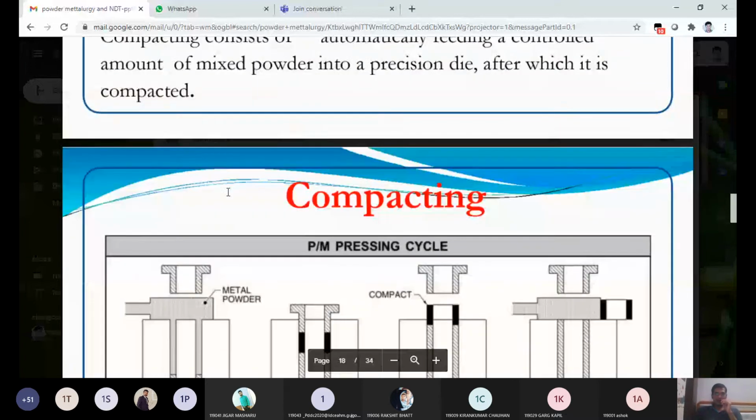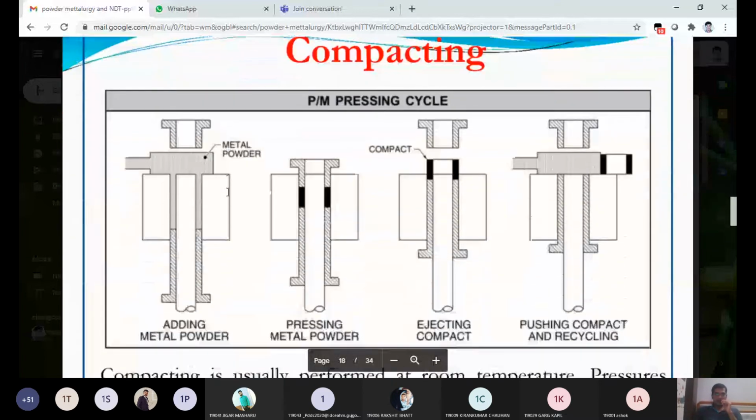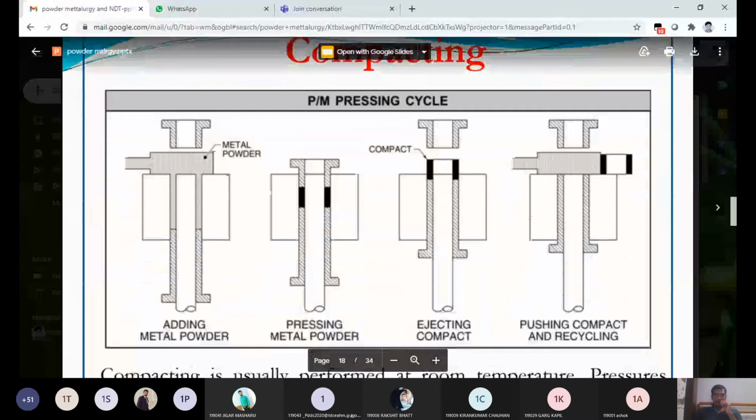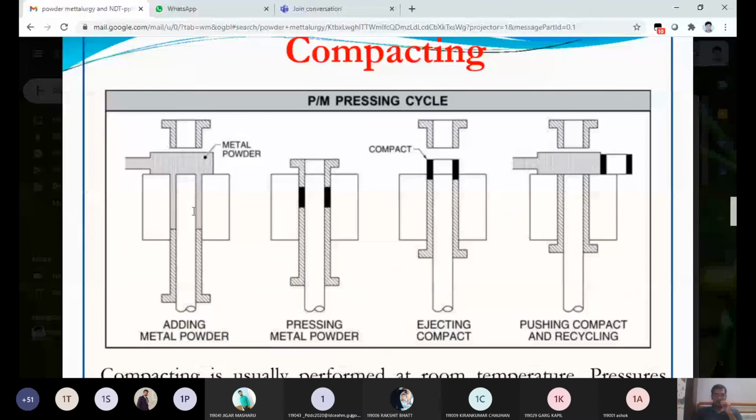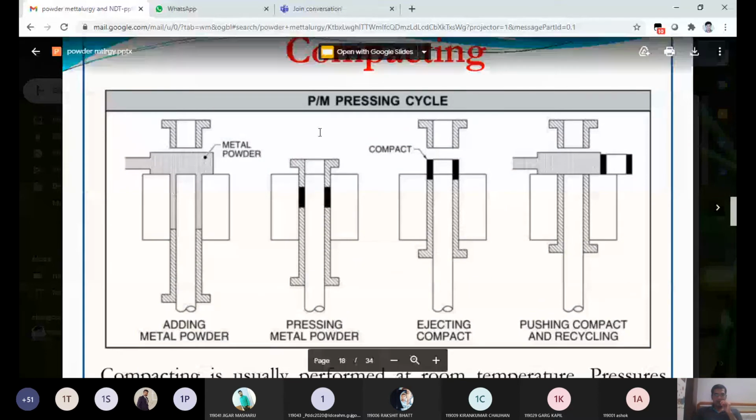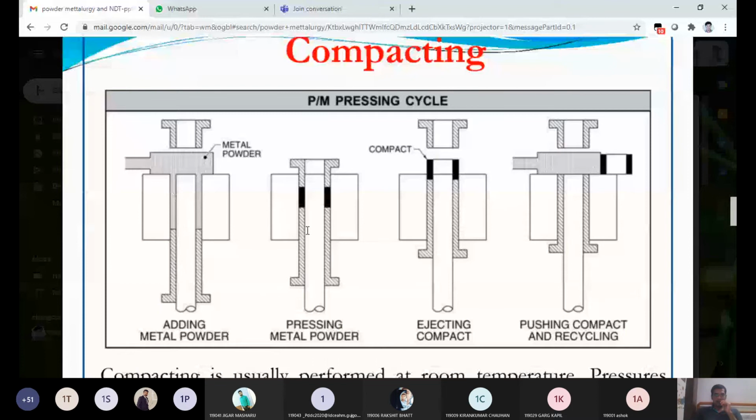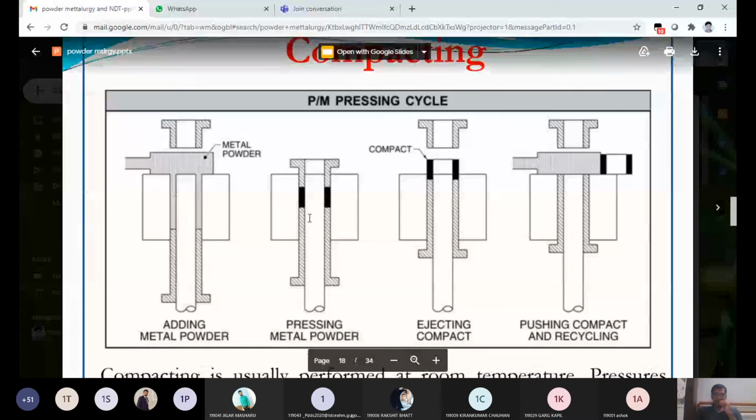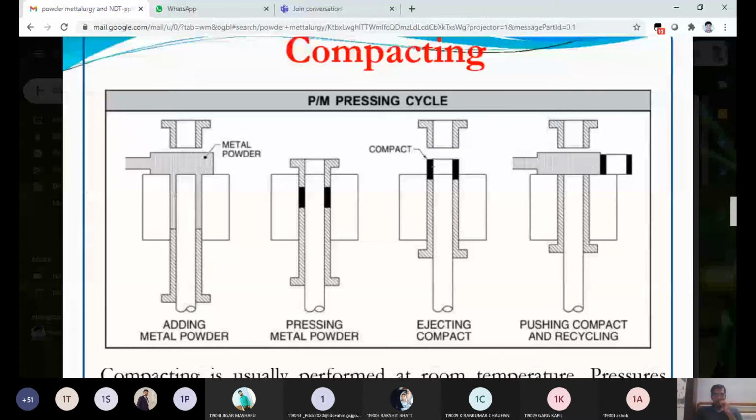You just see the pressing cycle of powder metallurgy, where we add metal powder initially this way. After adding the powder, it is filled in this vertical line, and then with the help of a press on both sides, we are pressing the metal powder. Initially we create the pressure, so it is called injecting the compact, then pushing, compacting and recycling. Once again we push it, and we start the recycling.